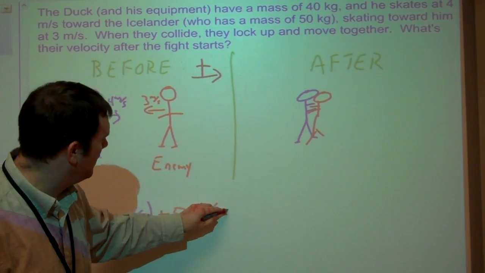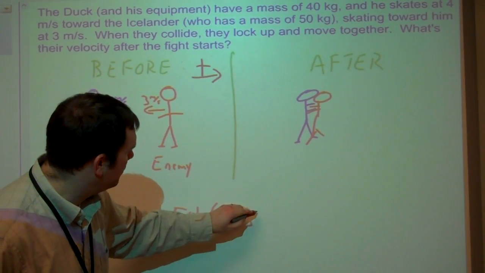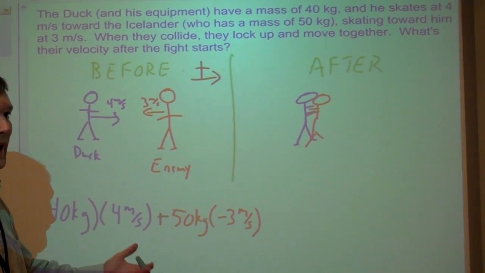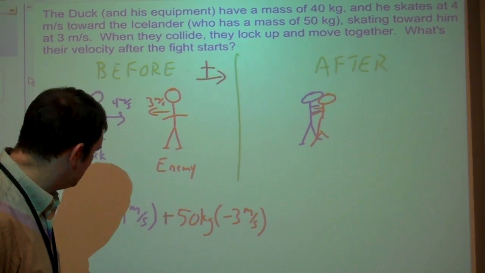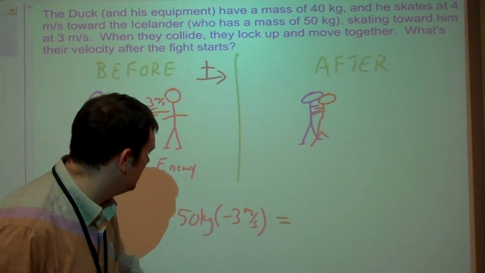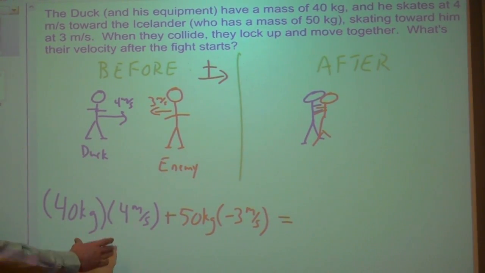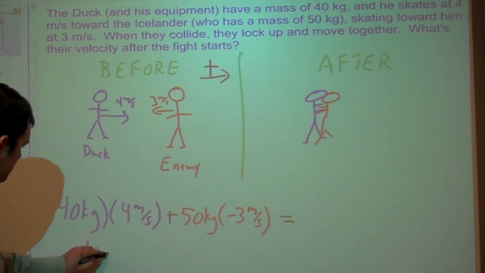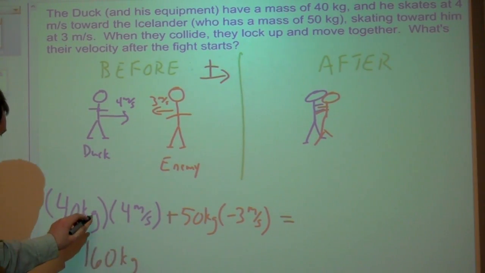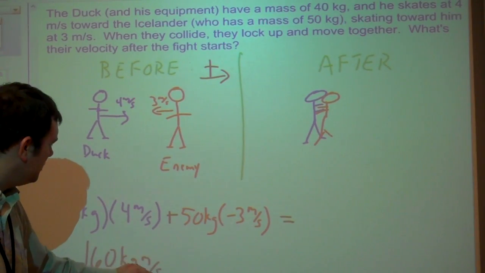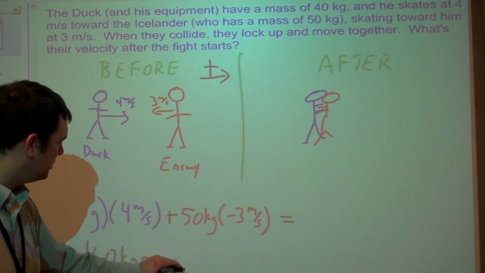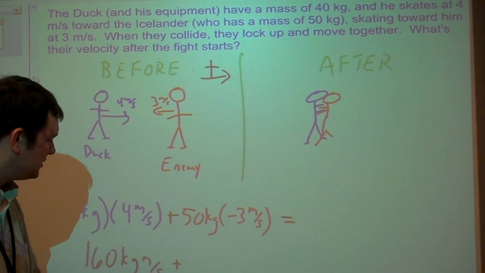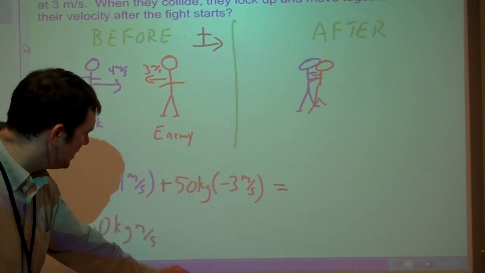And it's really important that we use negative 3 meters per second there, because that comes down to the difference between adding and subtracting. And that would give us a very different result in the end. So here, 40 times positive 4, that's going to be 160. And the units, kilograms times meters per second, 160 kilogram meters per second, plus 50 times negative 3, that's going to be negative. I'll just change my sign right here.